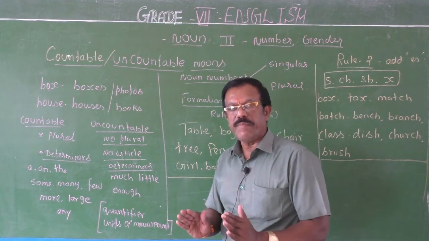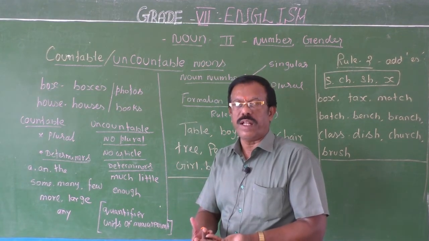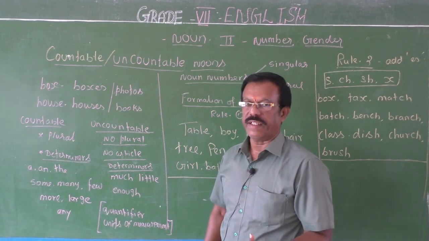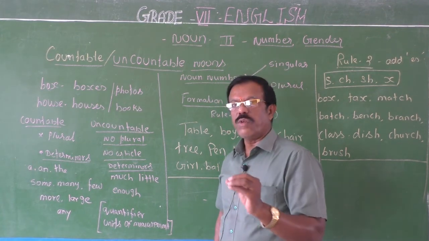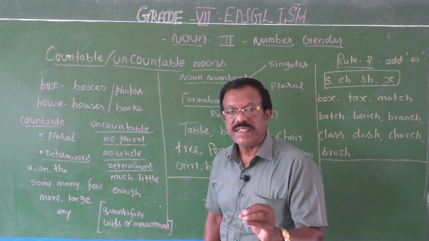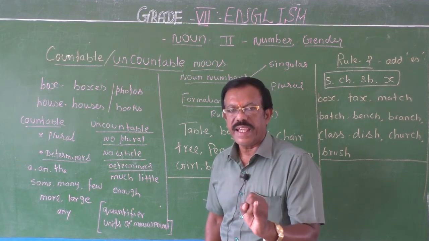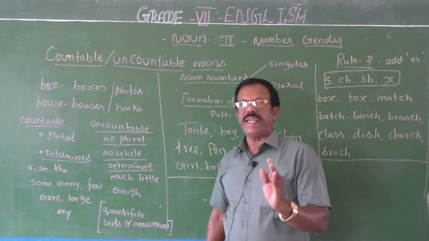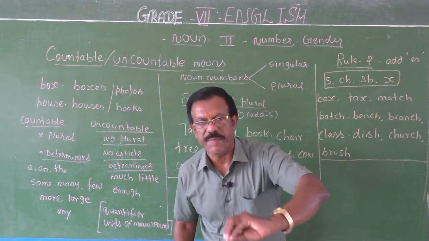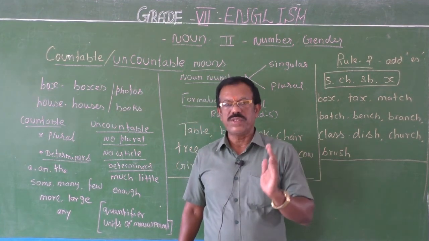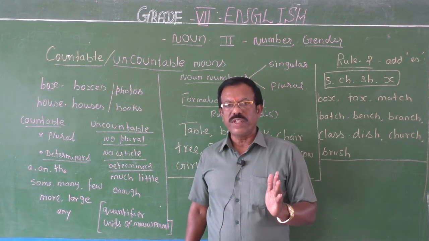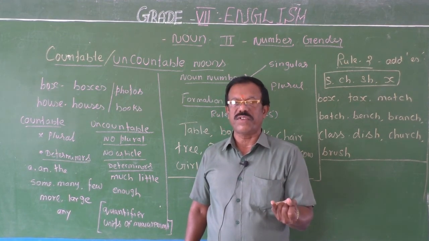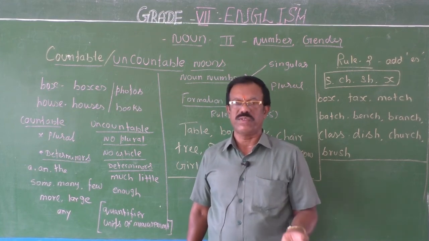They can be changed into plural by adding s or es to the singular. And these countable nouns alone take the articles a, an, and the. These countable nouns can be counted and can be expressed in exact terms using numerical terms. Therefore, they can take the definite article the and the indefinite articles a and an before such nouns.